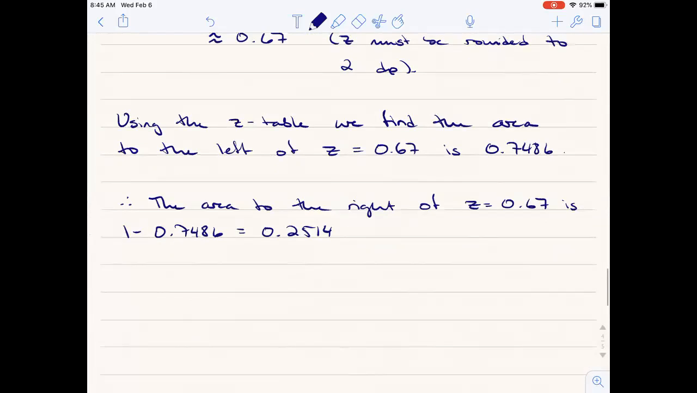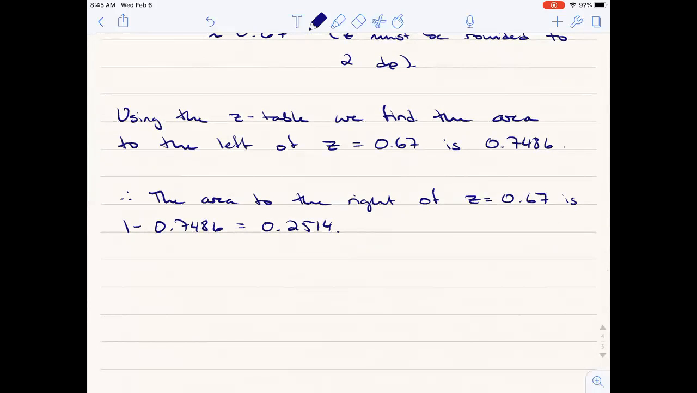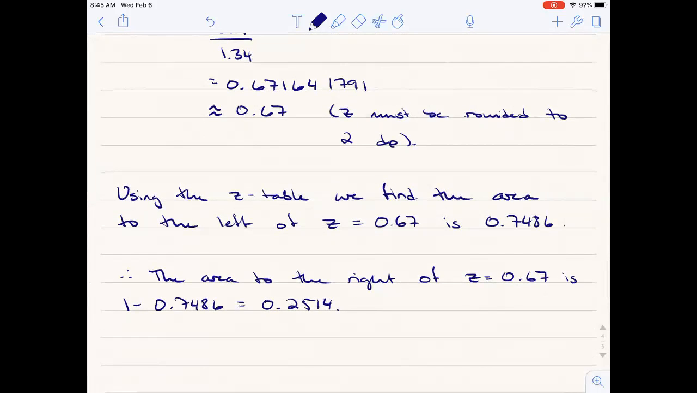Yeah, you can. If you wanted to use the symmetry, right, you would look up negative 0.67, and that would just give you the area to the left of negative 0.67, but then by symmetry, that'll be the same as the area to the right of positive 0.67. I'll always just kind of go this way, but if you've got that symmetry under control, then that's a little bit easier.